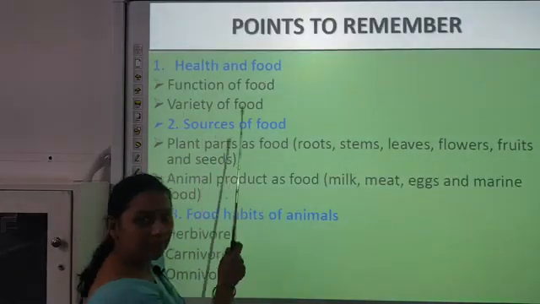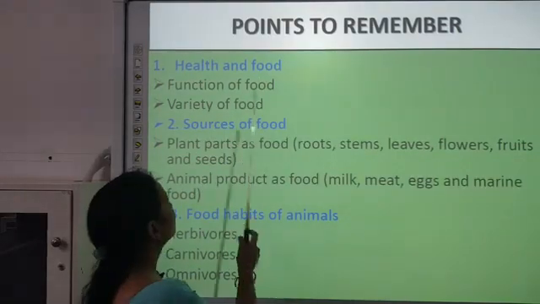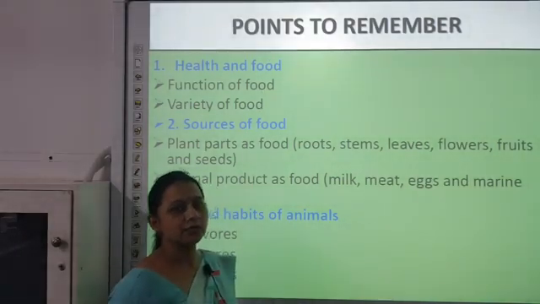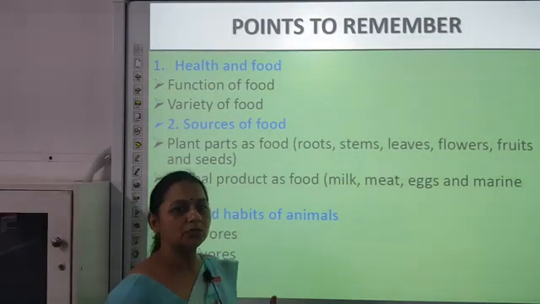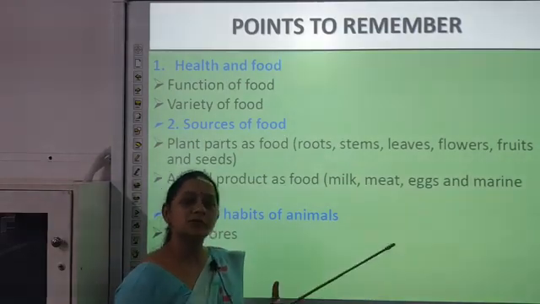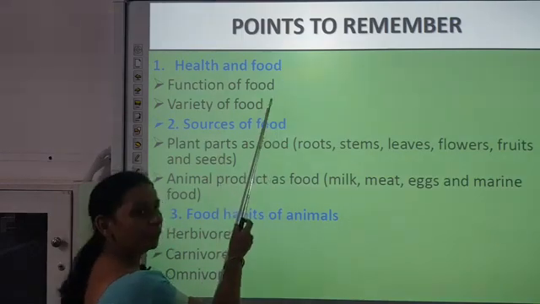The first topic in this chapter is health and food. In this we have the functions of food. Food provides energy to you, it helps to repair your worn out tissues, and it helps us to fight against diseases. So these are the functions of food.